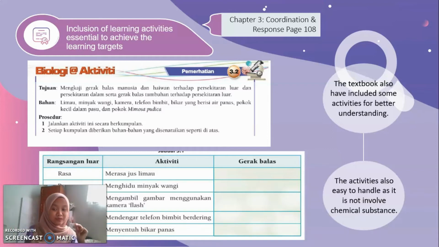So the student has to taste the lime and record how they respond to it. They will record all these things, and it will help them to understand more about these topics. Plus, the activity is also easy to handle as it does not involve chemical substances, and the students will have fun while doing these activities and get knowledge and better understanding.